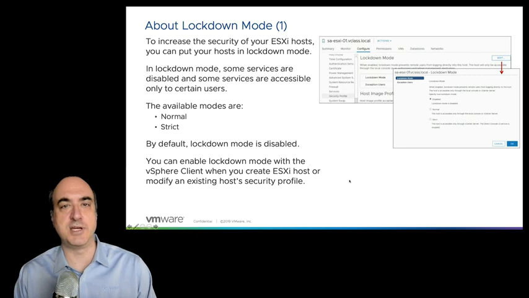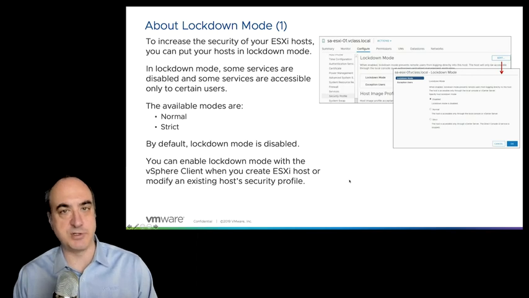Essentially what lockdown mode does is it puts vCenter as the only way into an ESXi host. That basically means any other means to access that host over the network has been disabled, with one exception, the direct console user interface. However, there are actually some options here. You'll notice that in lockdown mode, some services are disabled and some services are accessible only to certain users. So it is a very selective way to really prevent any type of access to that host.